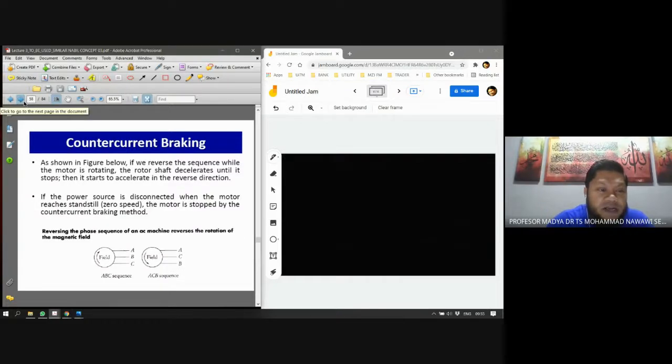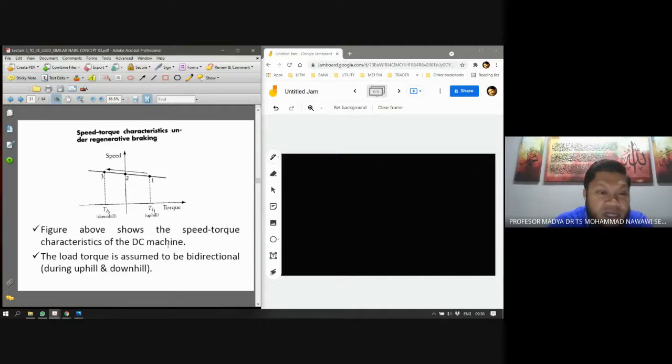As shown in the figure below, if we reverse the sequence of the three-phase system, for example, we start with ABC and the magnetic flux rotates in the clockwise direction. But once you change the sequence, the flux density will rotate in the opposite direction just by changing the phase sequence.